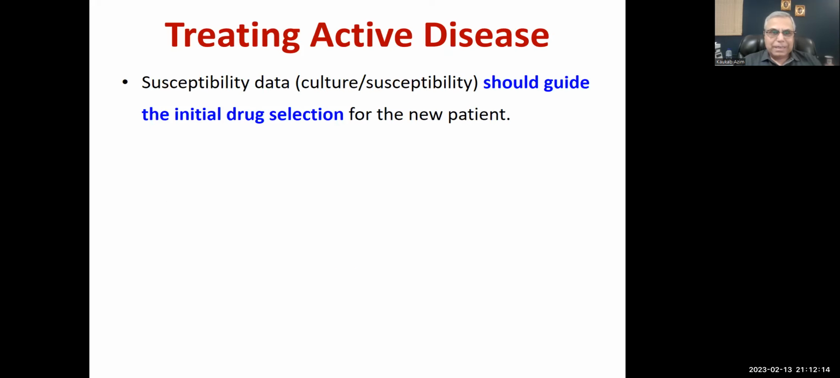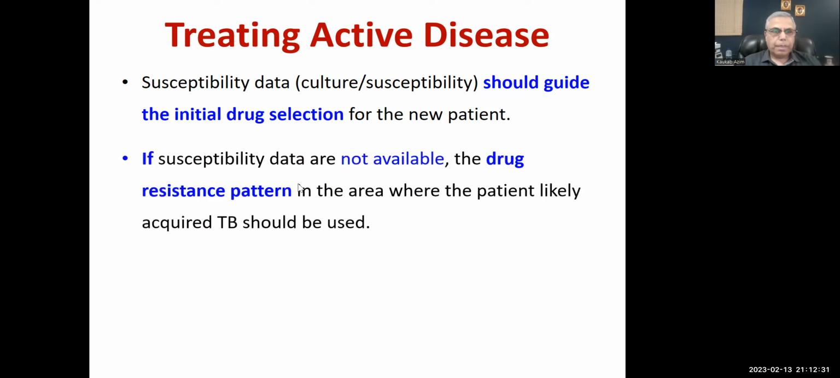Now we go on to the active disease. Again, we have to look at the susceptibility data, whether the mycobacterium is susceptible or resistant, and the results will come from the culture, and the culture takes 3 to 4 weeks. If susceptibility data are not available, then we look at the resistance pattern in that specific area from where the patient has come, right? If he has come from India, we have to look at that area in India because he got the bacterium from there.